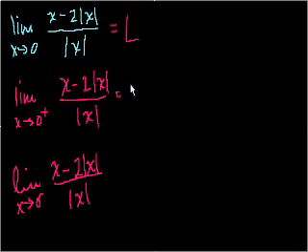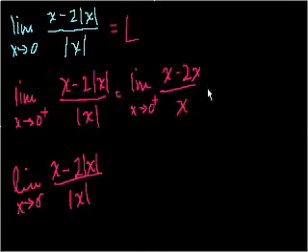So how can we simplify this as x approaches 0 from the positive side? Well, if we know we're approaching 0 from the positive side, what do we know about x? We know that x is positive, right? It's approaching from the right. So if x is positive, we can get rid of these absolute value signs. So we just get x minus 2x over x.